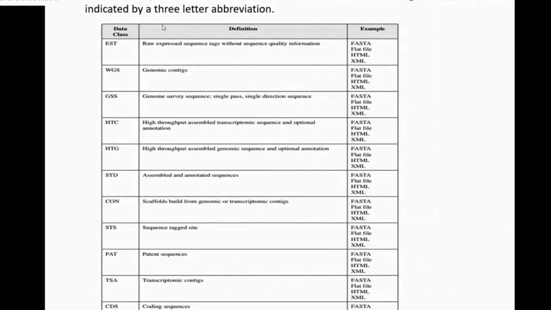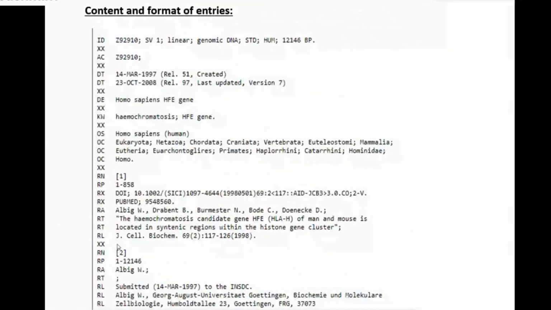Then EMBL data classes show the EMBL data class to which the record belongs, indicated by a 3-letter abbreviation. Okay, this is EST, which stands for raw expressed sequence tag. WGS stands for whole genome shotgun, GSS for genome survey sequence, STD for the assembled and annotated sequence, then PAT for the patent sequence, CDS for the coding sequence. Where does this data class reside? Look, the data class is present in the ID line of the sequence entry.